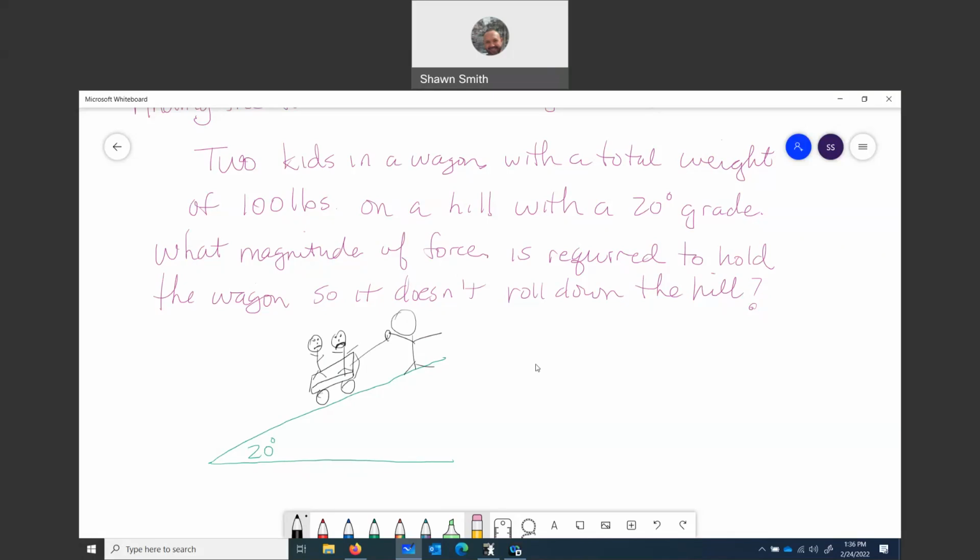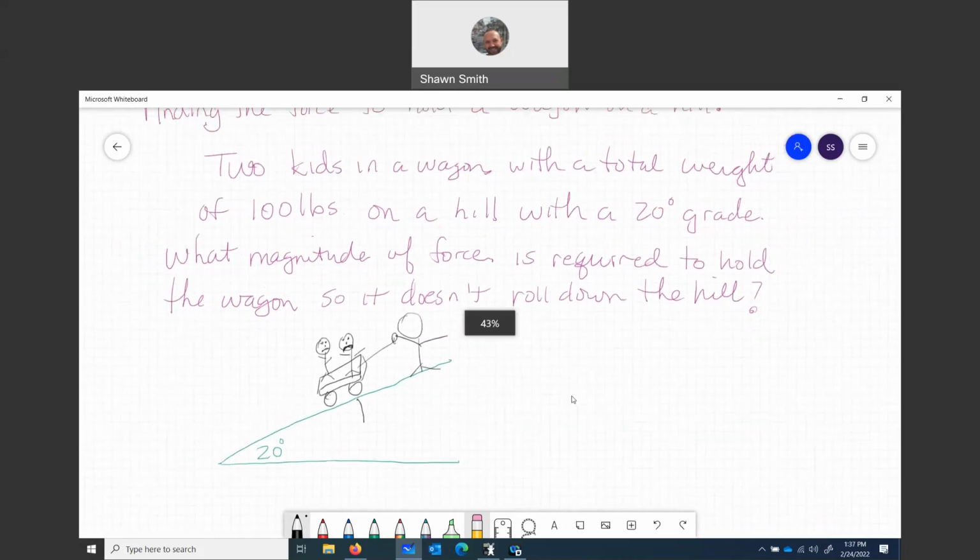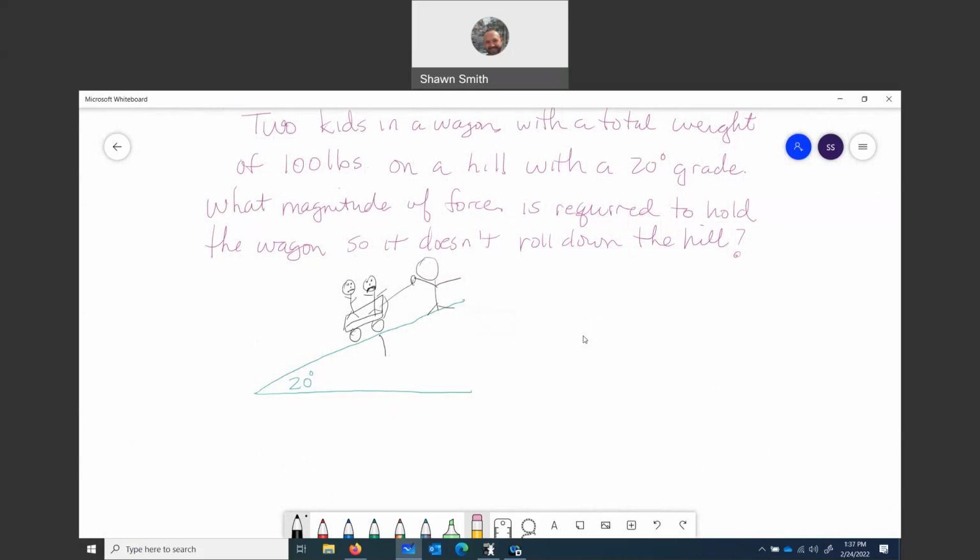All right, so we got some vectors in here, right? So let's do, we know one of them, the weight, definitely, right? So weight projects straight down due to gravity, right?